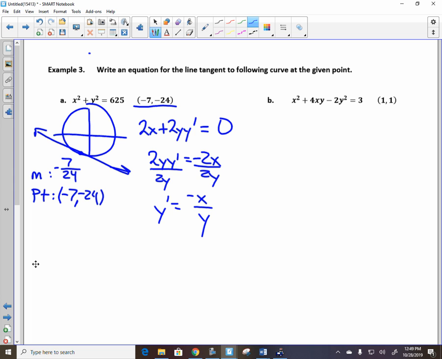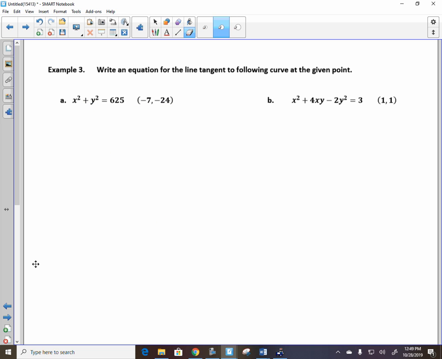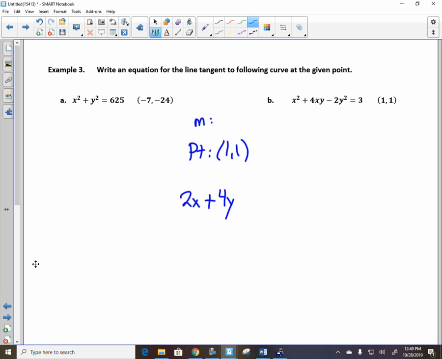So let's move to our last one. I need a slope and a point. I have my point, which is 1, 1. Need to find the slope, so I take the derivative. Derivative of x squared is 2x, derivative of 4xy. Product rule. Derivative of 4x is 4 times y plus 4x times y prime, minus 4y y prime equals 0.